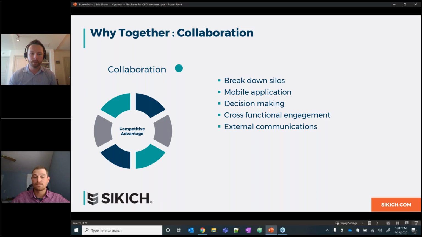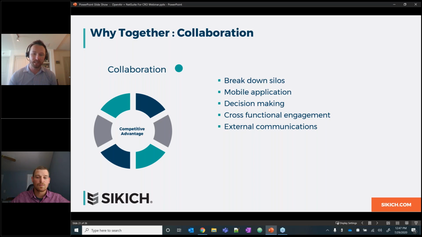Yeah, in addition to that, it's also building collaboration, right? We want to have all of the people working on the same application, looking at the same data, to break down these silos. One of the nice benefits about using the NetSuite Open Air package is it does have a mobile application, so it makes it easier to consume as well as record data on the go.